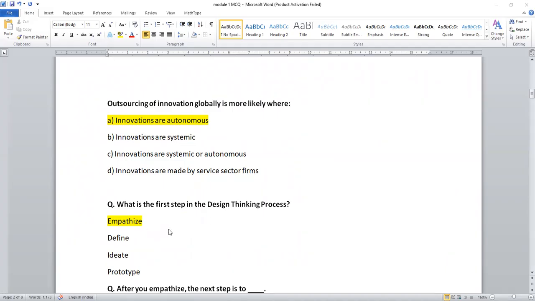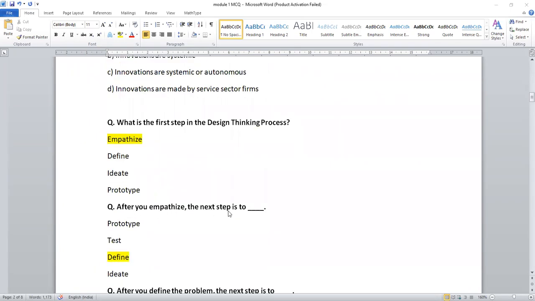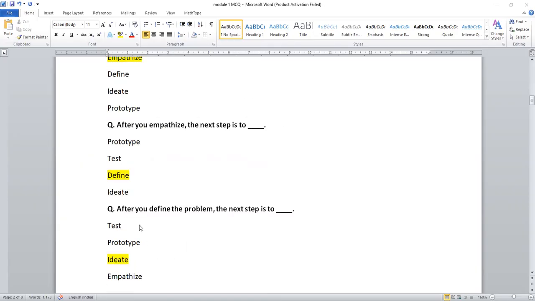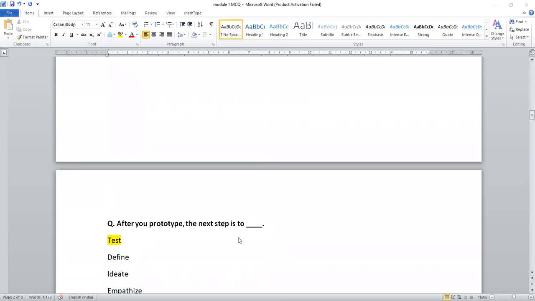Definitely empathize. Empathize is the first step of the design thinking process. After you empathize, what could be the next step? So definition, you have to define the particular problem. That is the next step. After empathize, you have to define. After you define the problem, what could be the next step? Ideate. After definition, you have to go for ideate. Then once the idea is done, you have to go for prototype. Once the prototype is done, we have to go for testing.